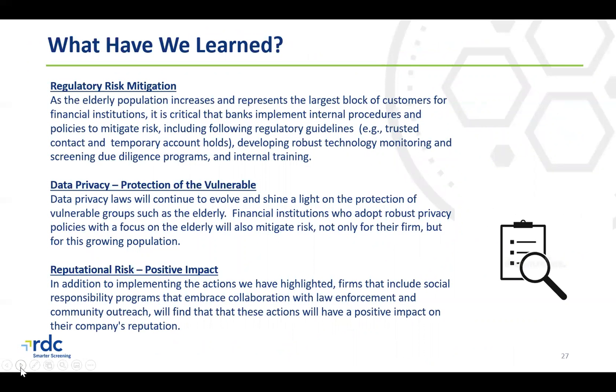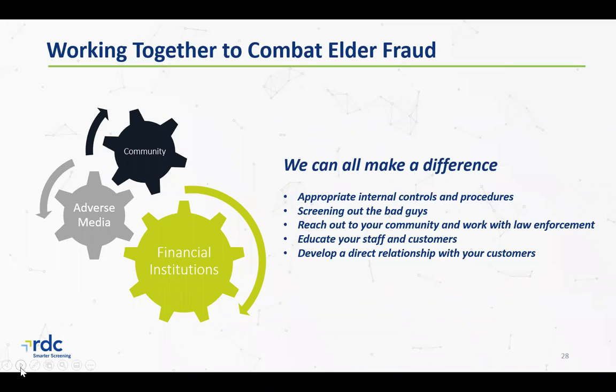So what have we learned? There are ways to mitigate regulatory risk by implementing internal procedures and policies, developing and following regulatory and data privacy guidelines, and developing robust technology monitoring and screening. In addition to these steps, a financial institution can also include social responsibility programs to embrace collaboration at the local level with law enforcement and community outreach, all of which will have a very positive impact on their company's reputation. And if we all work to bring this together, we can all make a difference.